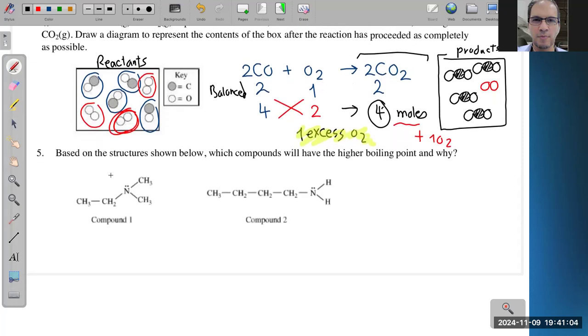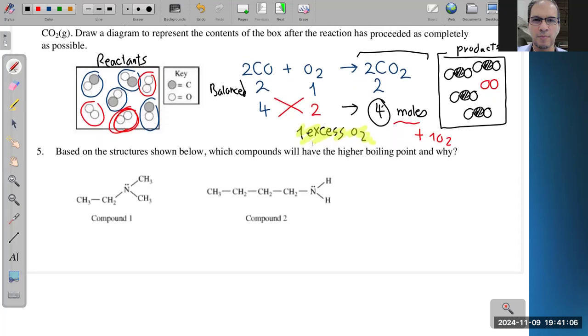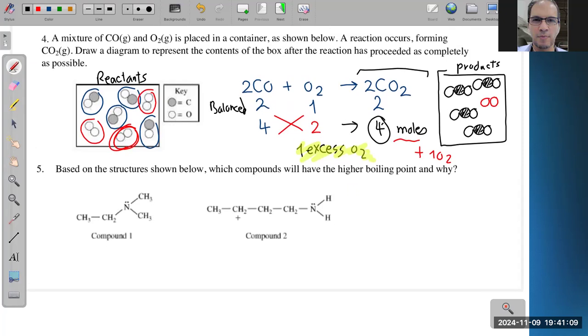So another question, number 5: based on the structures shown below, which compound will have the higher boiling point and why? So I have 2 structures here. Both of them contain N and CH3. So can any of these make a hydrogen bond or dipole? I can see that this one can make a hydrogen bond. This one cannot make a hydrogen bond, although we are very tempted to say that it does, because one of the characteristics of the hydrogen bond is not available, which is that the nitrogen should bond to the hydrogen atom directly. If I look here, I see this is bonded to carbons, not hydrogens.